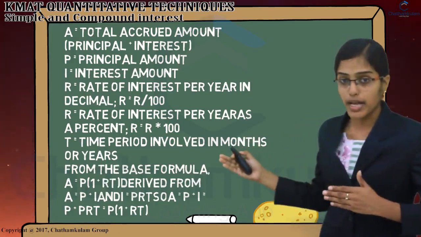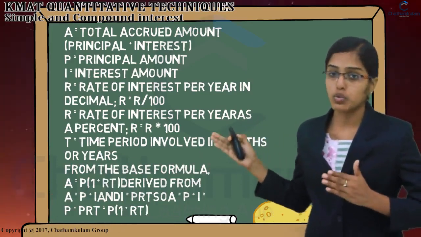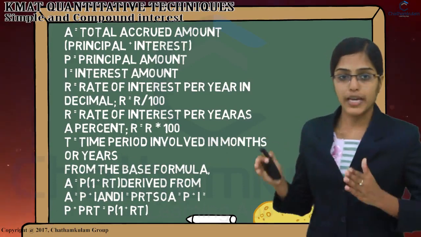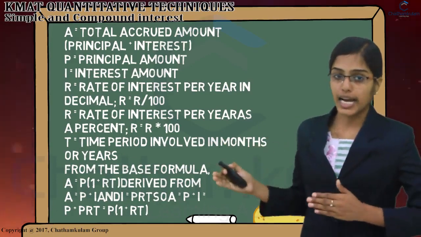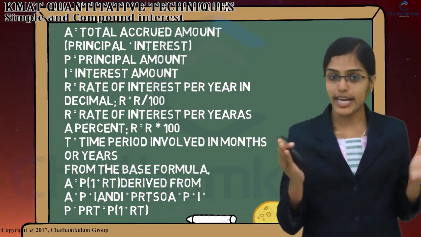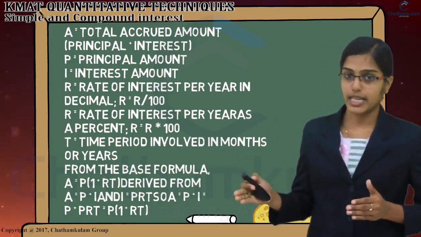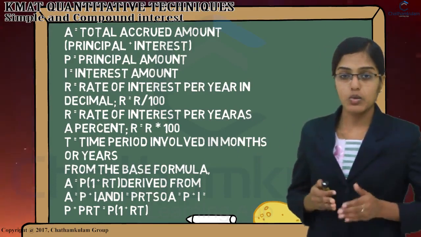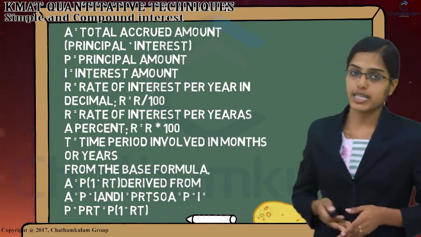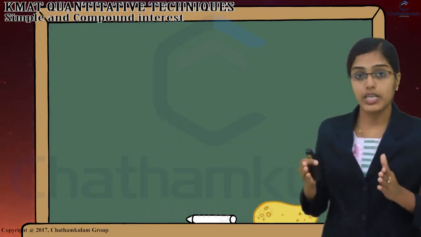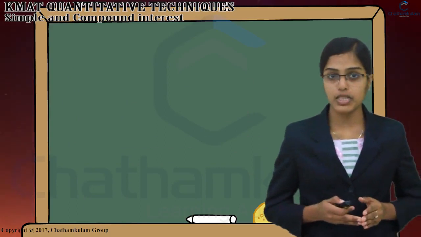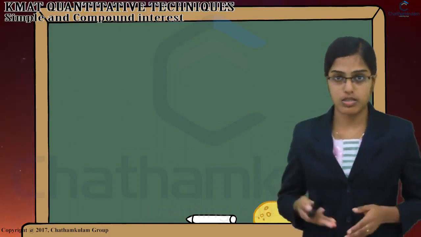From the base formula, A is equal to P into (1 plus rT), derived from A is equal to P plus I and I is equal to PRT. So A is equal to P plus I, that is P plus PRT. Taking P outside, P into (1 plus rT). Note that rate r and time T should be in the same time units such as months or years.